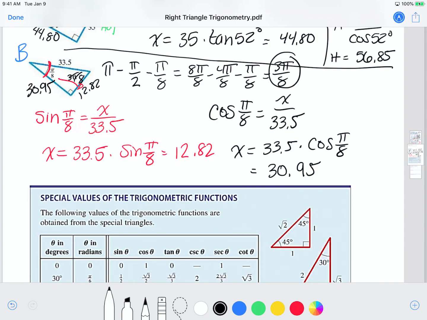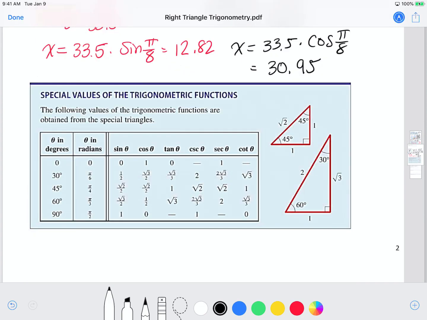Now, you can always use Pythagorean theorem to go back and check your answer. If I take 30.95 and square it, and then I add it to 12.82 squared, that should be equivalent to 33.5 squared. Now, if you check it after you rounded it, it might come out slightly off because we rounded those values, but it should be really close, where you could tell that you've got the right answer.